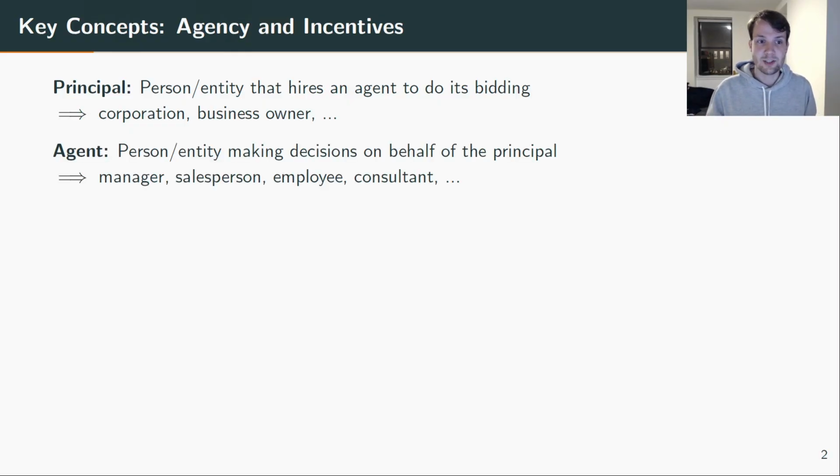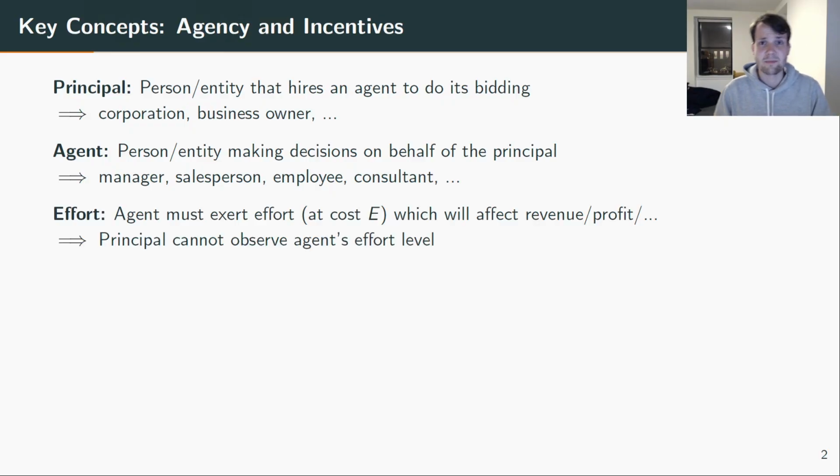With every principal, there is an agent. The agent is really the person who actually does something, and this something that they do is not perfectly observable. Here we, as I said, think about managers, salespeople, employees, consultants, investment advisors. The list goes on and on. The real key concept here is that there is something called effort. The agent can work hard or slack off, and it's not possible for the principal to observe whether they're doing one or the other. We only have imperfect signals to tell whether they exerted effort or not.